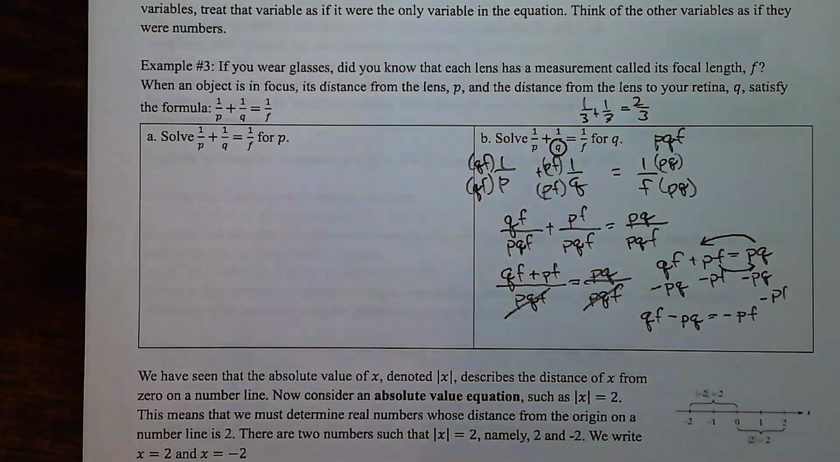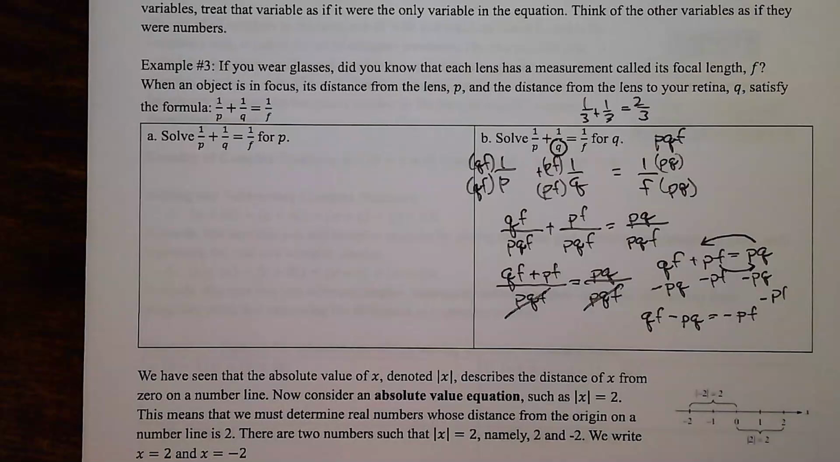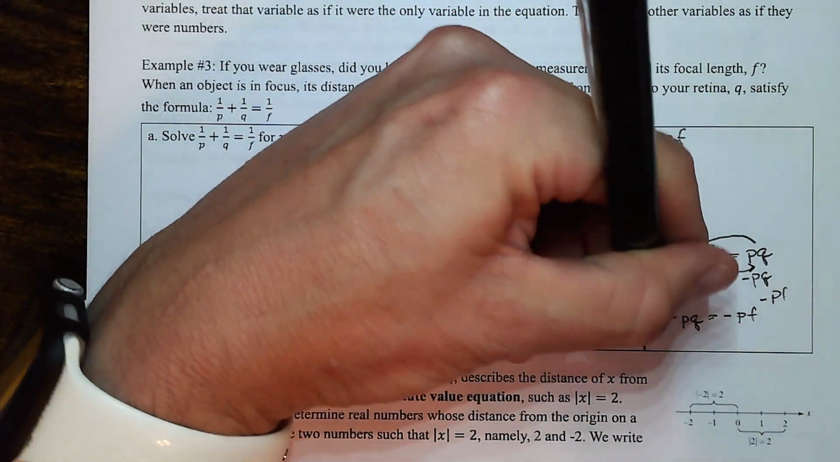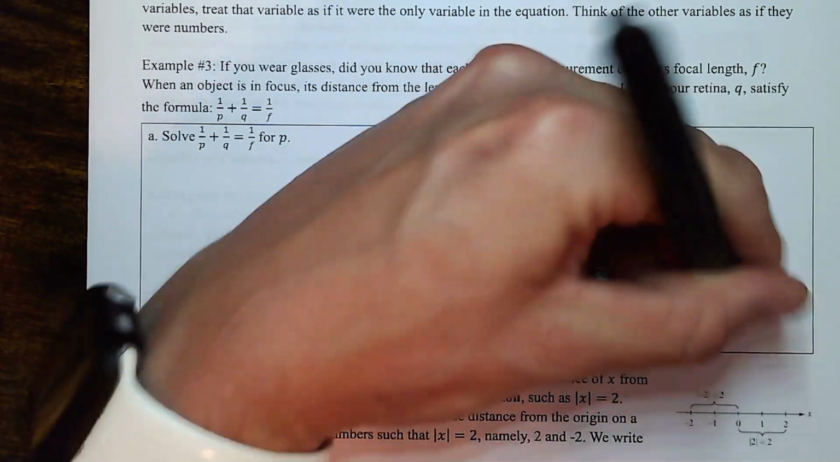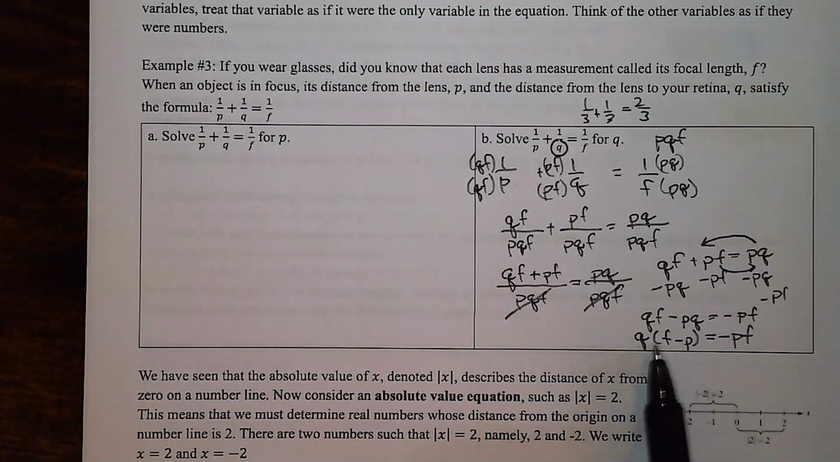Now, this is something we actually covered in the first lesson. I've got two Q's and I want to make them one. So what's the trick to make two Q's into one? Well, they both have Q in them, so I can factor out Q, just like I did in the first lesson. So if I factor out Q, I've got Q times F minus P equals negative PF.